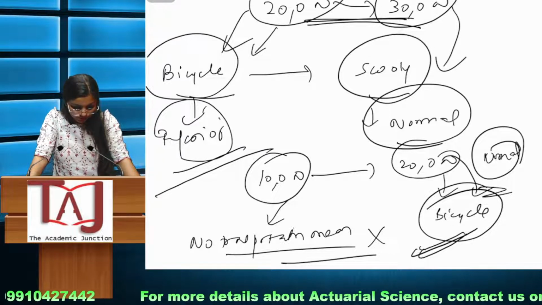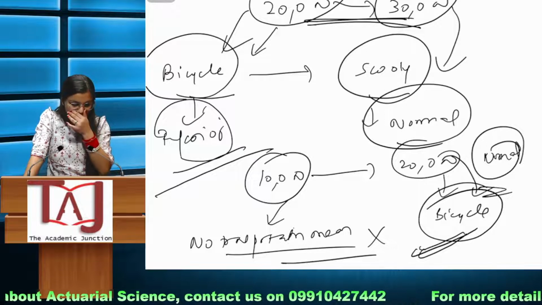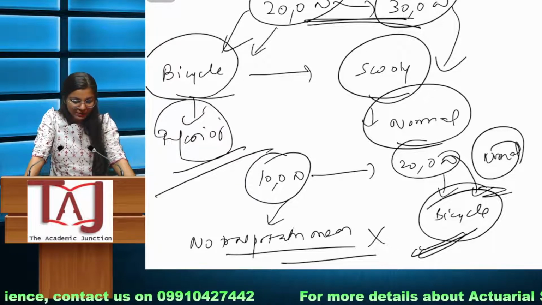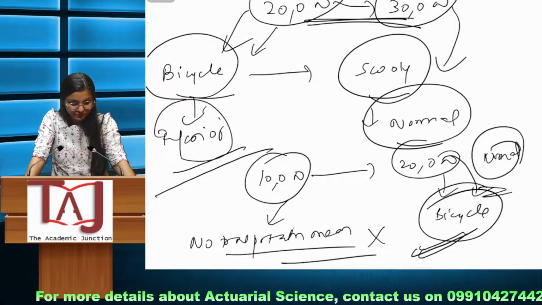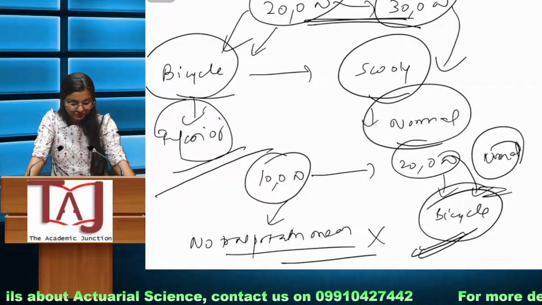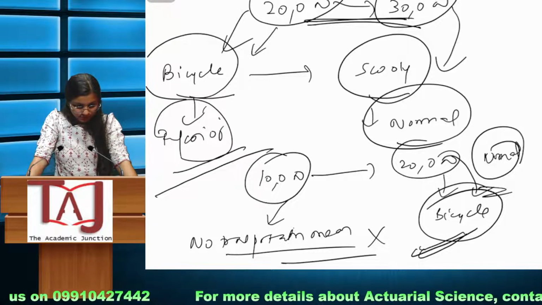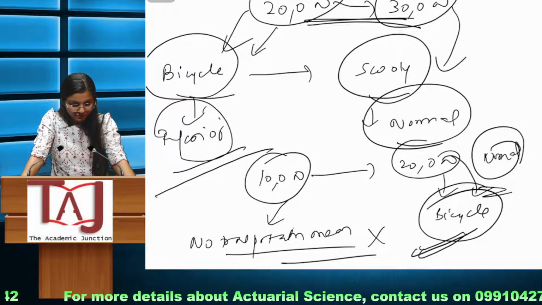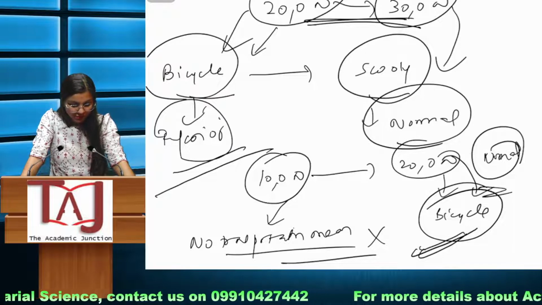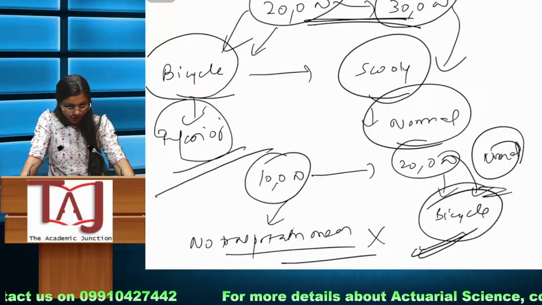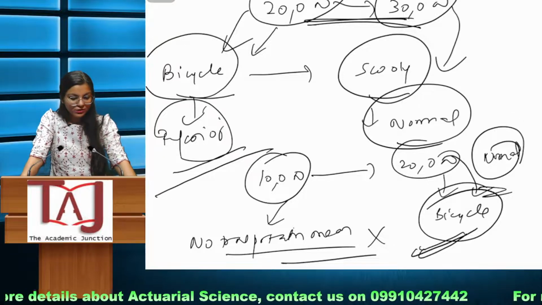So write down for this particular section. Normal goods are goods for which demand rises as people's income rises. Next point. Inferior goods are goods for which demand falls as people's income rises.